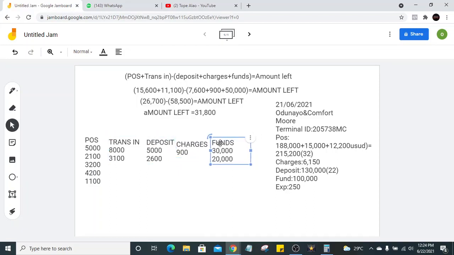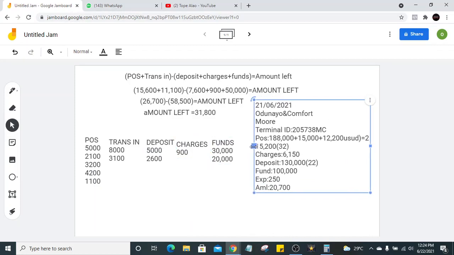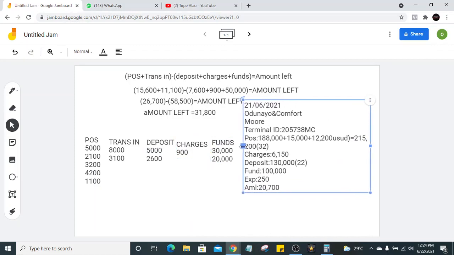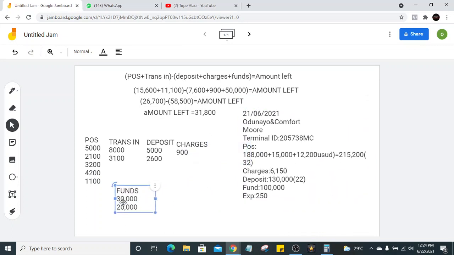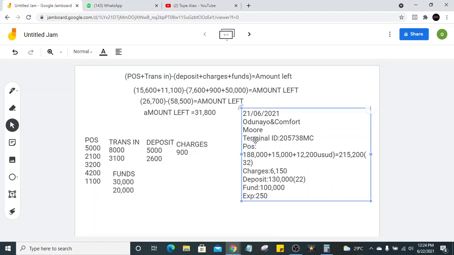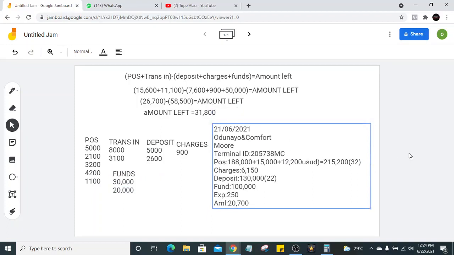Let's drag this. Okay, all right, yes, this is what I'm looking at. I want everything to be on the same line. So now these are the parameters. Now this is POS. You can see this is the POS. This is USSD, 12,200. You can see that's the transfer in. That's what we call USSD.